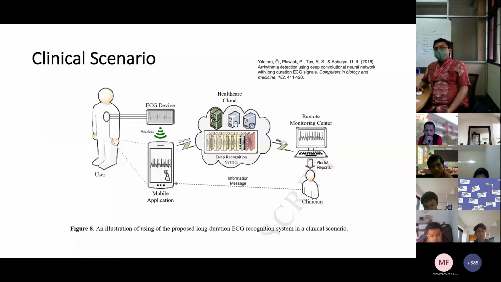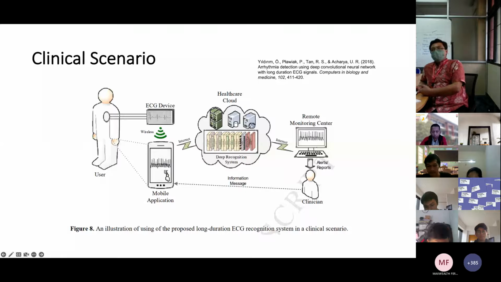The clinical scenario itself, for instance: the patients have a handphone, and they maybe have an ECG device. When they sleep, for instance, they use the ECG device, and the ECG device connects to the mobile application. If the mobile detects any anomalies, then this mobile will transfer the problem to the remote monitoring center, for instance at the hospital.